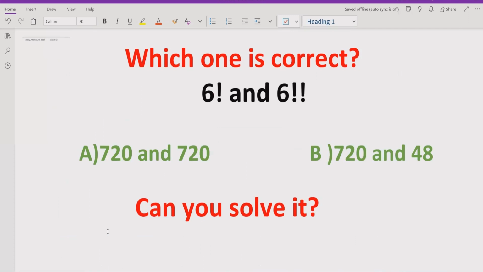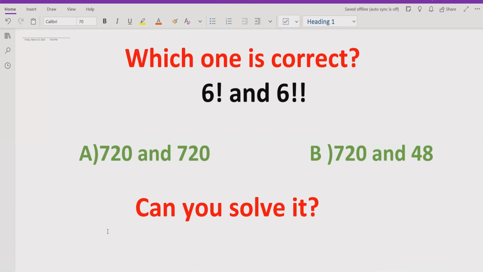Today we will solve a different quiz which is not related to the PEMDAS and BODMAS method. It is basically related to factorials. Here we have to solve 6 factorial and 6 double factorial and find out the correct result. We have two options.